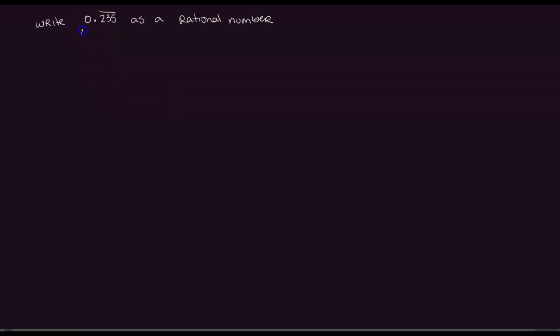So let's try this decimal, 0.235 repeating, and it's the entire 235 repeatend that we have here. We want to write that as a rational number. So we start off by letting some rational number x be equal to our repeating decimal. And then we're going to multiply this equation by powers of 10 until we get an entire set of the repeatend to the left of our decimal.